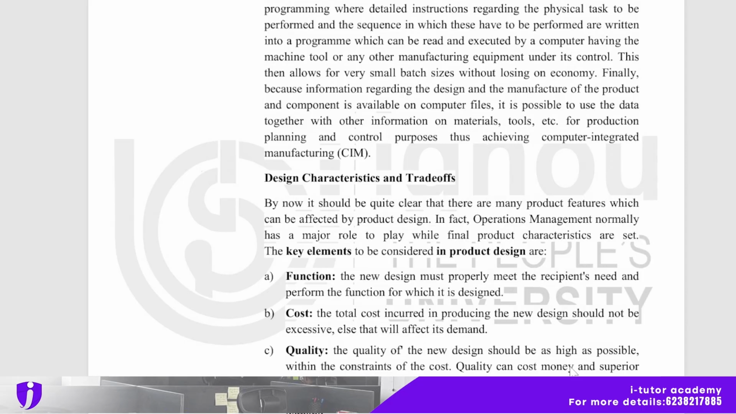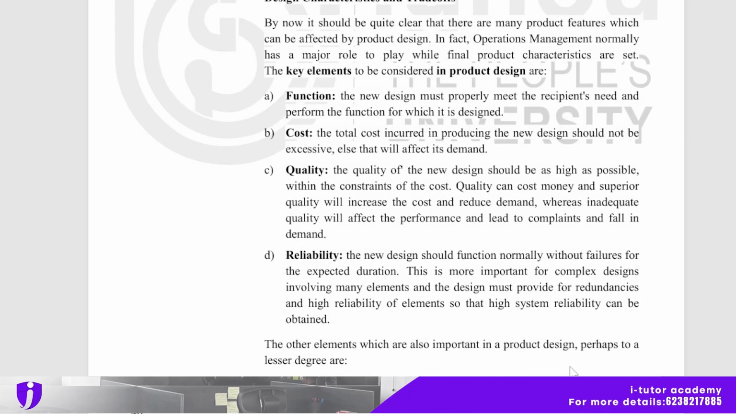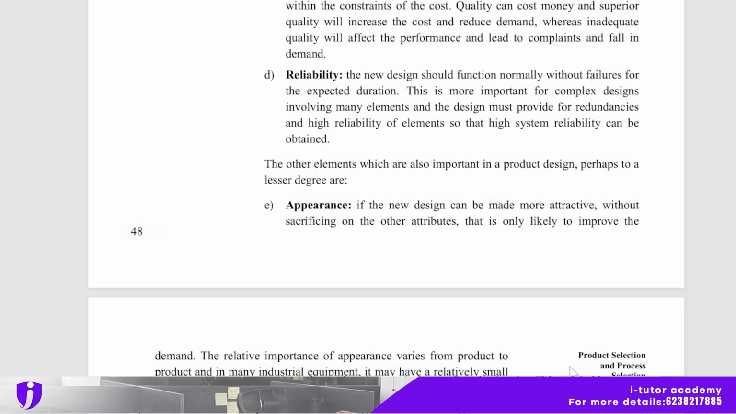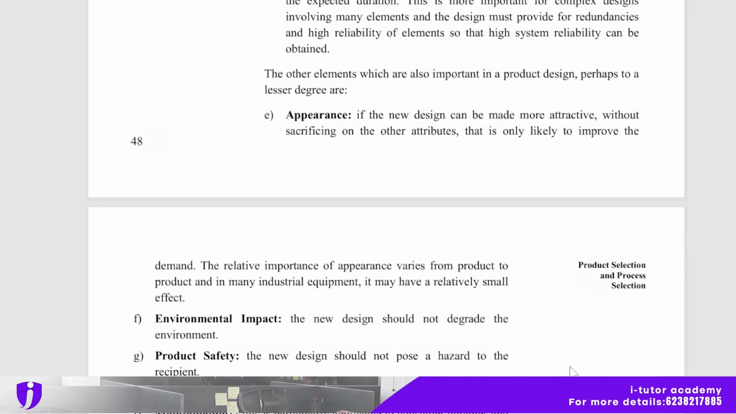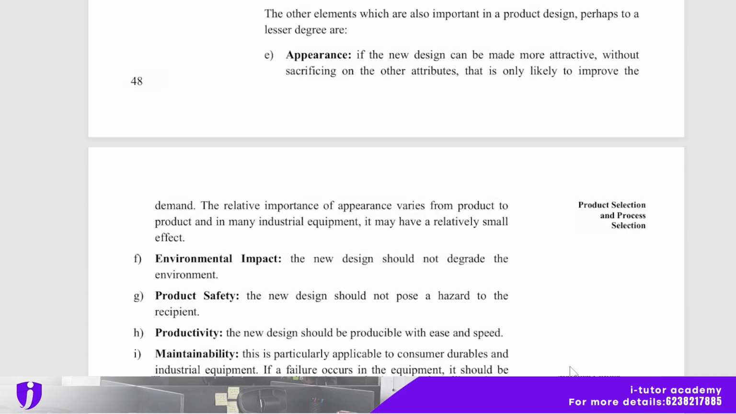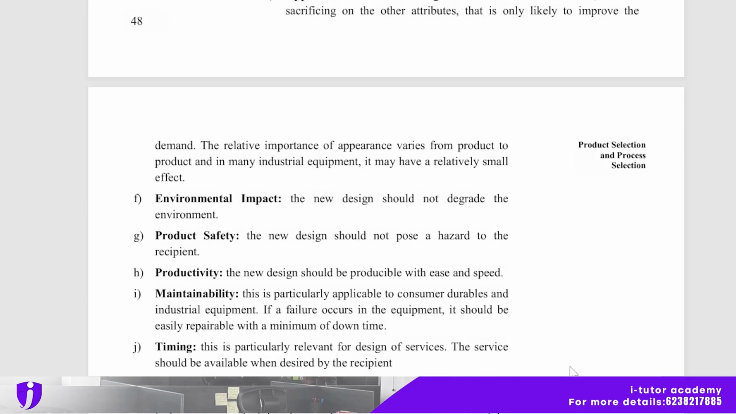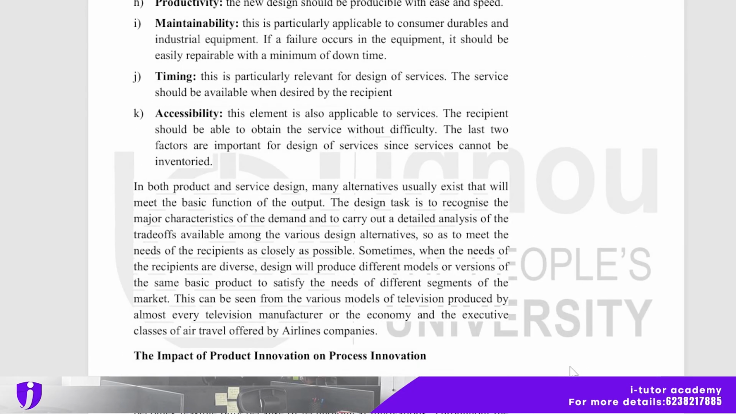Design characteristics and trade-offs. By now it should be quite clear that there are many product features which can be affected by product design. In fact, operations management normally has a major role to play while final product characteristics are set. The key elements to be considered in product design are function, cost, quality and reliability, right. And the other elements which are also important in product design, perhaps to a lesser degree, are appearance, environmental impact, and product safety, productivity, maintainability, timing and accessibility. These are also important for the design.